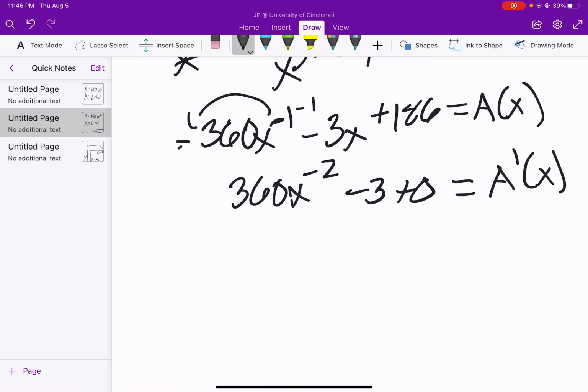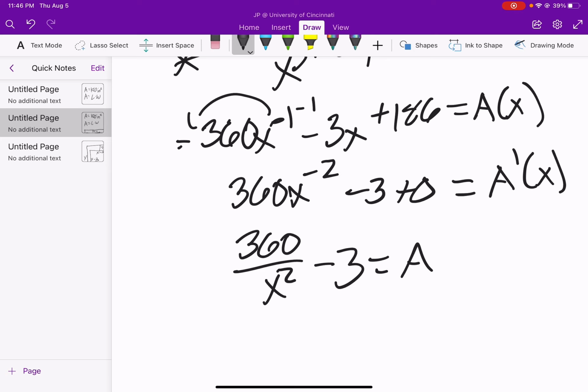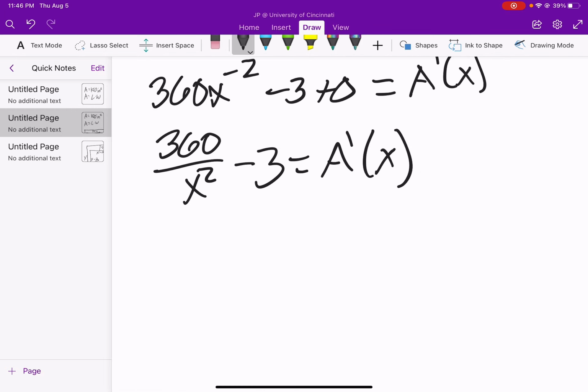All right, so going forward, this is going to go back into the denominator. 360 over x squared minus 3, and this is going to equal our area function derivative. Great. So we're good to go here. We can set this equal to 0 and find our critical points, our maximum value. So let's just go ahead and do that. Equals 0.